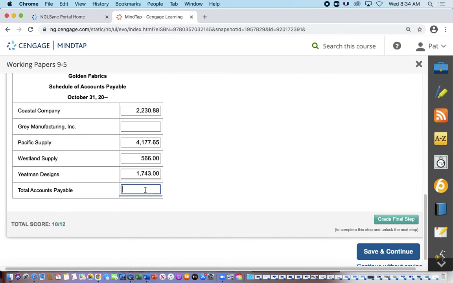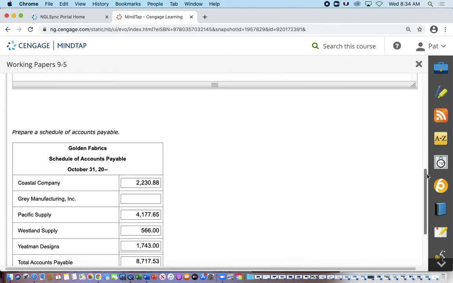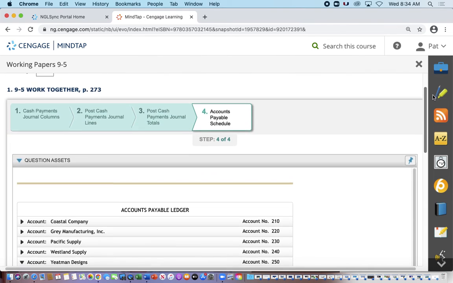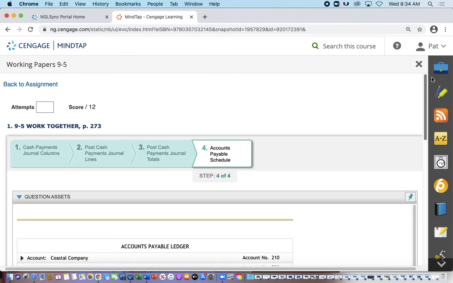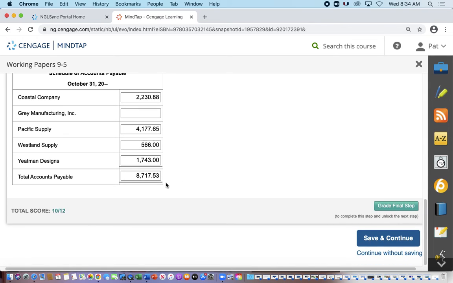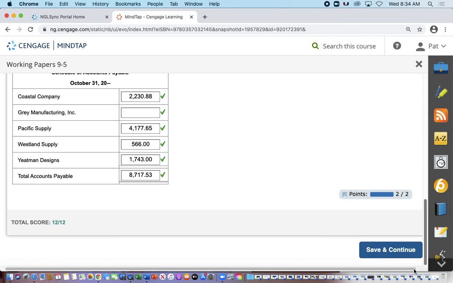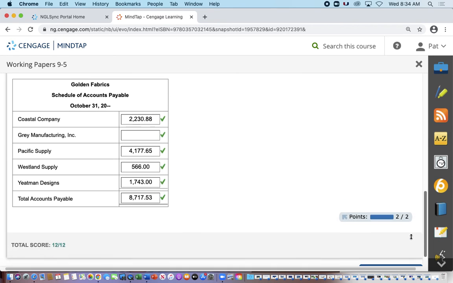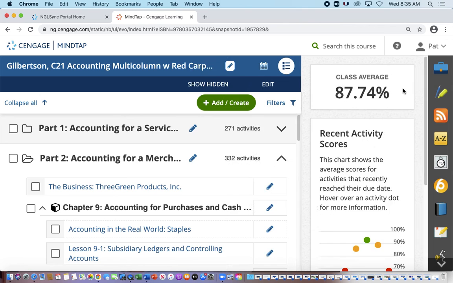So you add all these bad boys up, and it should equal your 8,717.53. And that number should equal your accounts payable. It doesn't say that in here, but that number should equal your accounts payable. So what ones did I miss? Okay, that's it. That number should equal the general ledger account accounts payable. All right. That's posting. That's 9.